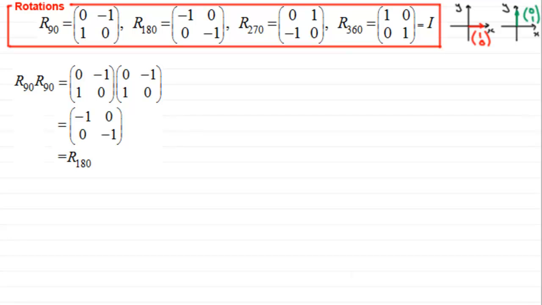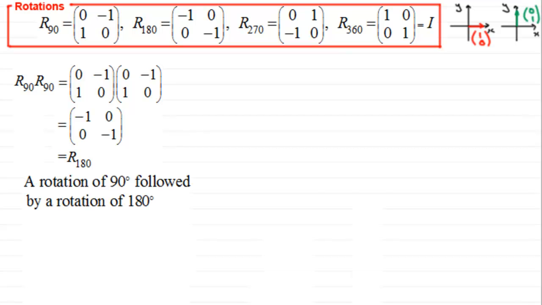Let's try another one. Now in this question, I'm going to look at a rotation of 90 degrees followed by a rotation of 180 degrees. And you've got to be careful with these questions because you've got to check out the order that you put the matrices down. It's a rotation of 90 degrees that you do first on any shape, followed by a rotation of 180 degrees. So it's going to look something like this. R180, then R90. Check that order out.